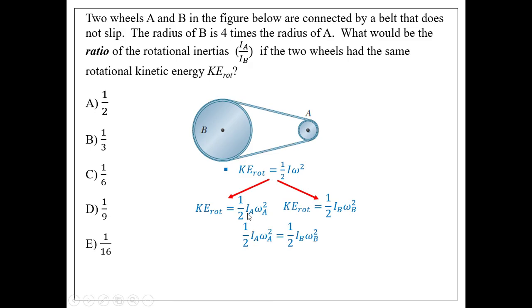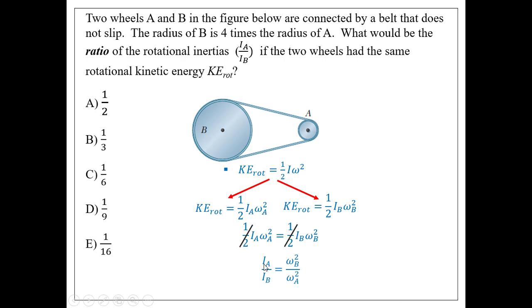I'm going to carry these two statements down in my work. The 1/2 cancels on both sides. Then you notice IA is on the left and IB is on the right. We want IA over IB, so I'm going to divide both sides by IB, just so it looks like the ratio that the question asked for. At the same time, I want to divide both sides by omega A squared. So I'm bringing IB from the top to the bottom left, and omega A squared from the top left to the bottom right, and that's where the statement comes from.